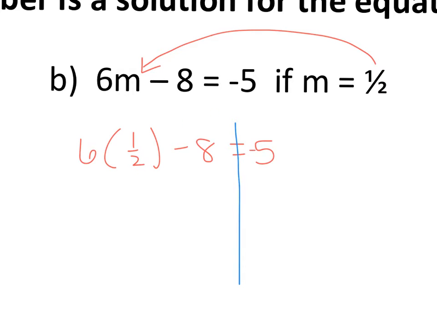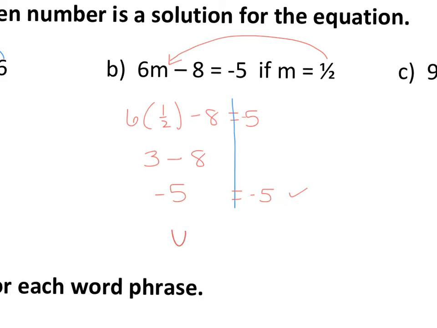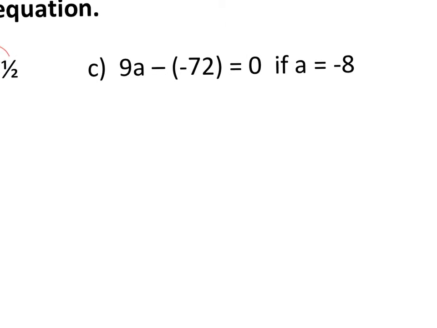Got to make sure I keep my signs, right? So order of operations says we do a multiplication first, so half of 6 would be 3. 3 minus 8. So we're going to subtract them because they're different signs, and we're going to get 5, and then we have more negatives, so it's going to be -5. So does -5 equal -5? Yes, it does. So in this case, is this a solution? Yes, it is. All right, go ahead and pause the video, and I want you to try C on your own.